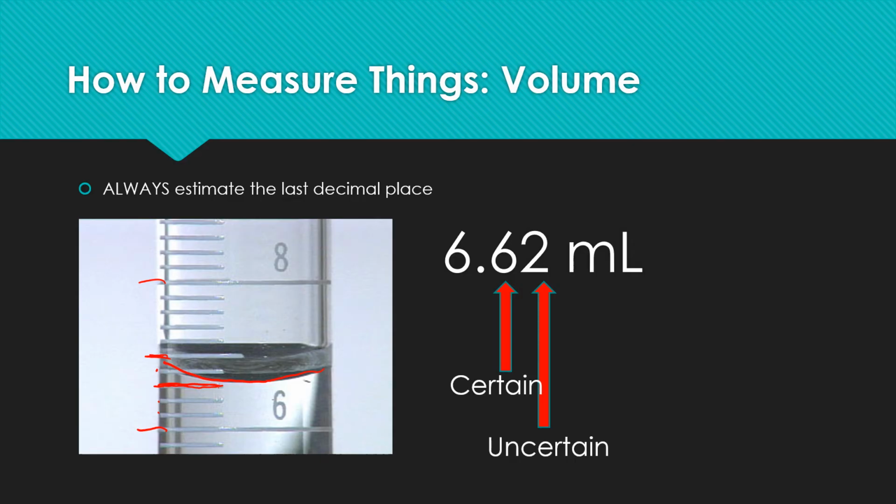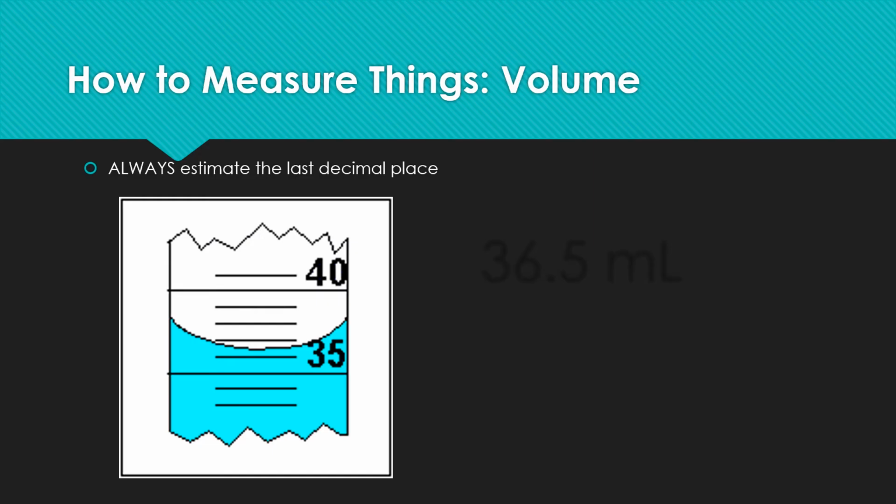So for this, students often ask, well, what if I just put whatever random number? Is that okay? For this one, I would probably accept 6.61, 6.63, and that's it. I wouldn't expect or accept something like 6.67 or 6.68 or anything like that because the curve is too low. Same thing, always measure to the last decimal place.